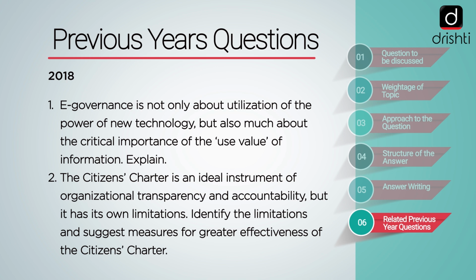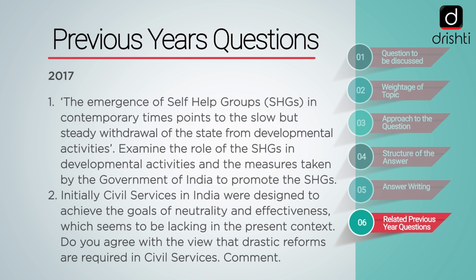E-governance is not only about utilization of power of new technology, but also much about the critical importance of the use value of information. Explain. The Citizens' Charter is an ideal instrument of organizational transparency and accountability, but it has its own limitations. Identify the limitations and suggest measures for greater effectiveness of the Citizens' Charter. In 2017, the following questions were asked.